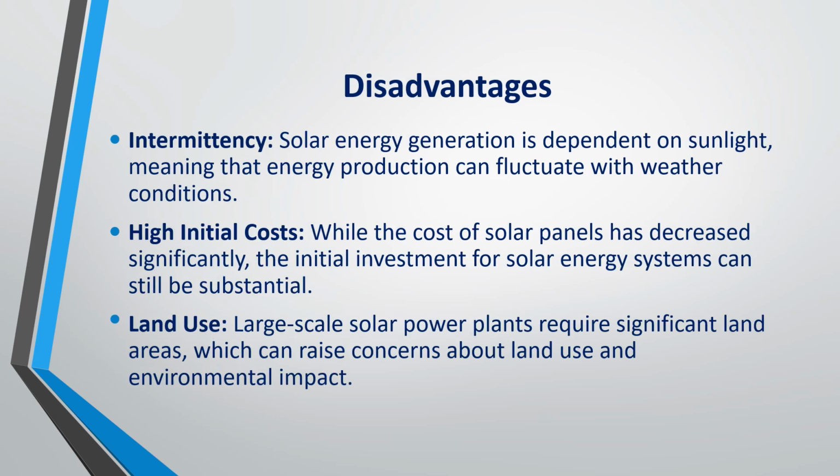There are certain disadvantages associated with solar energy. Intermittency: you get sunlight only in the daytime. You don't get sunlight at night. So that is the intermittency. And you also don't get sunlight during bad weather. So that is also a kind of limitation. High initial cost: if you are thinking of solarizing your rooftop, it incurs a huge amount. So the initial cost is very high.